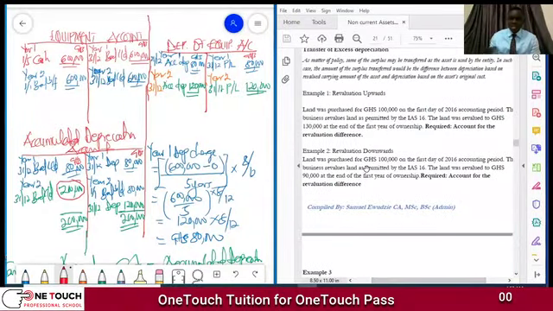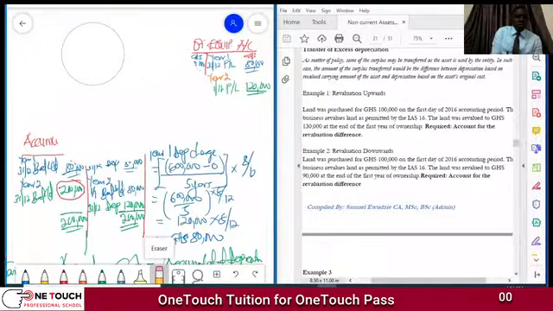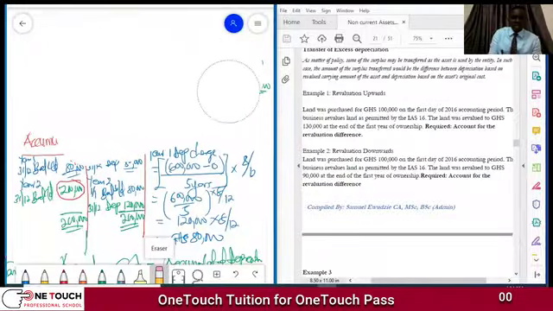Land was purchased for 100,000 on the first day of the 2016 accounting period. The business revalues land as permitted by IAS 16. The land was revalued to 130,000 at the end of the first year of ownership. Required: account for the difference. Good. So how do we account for the difference?